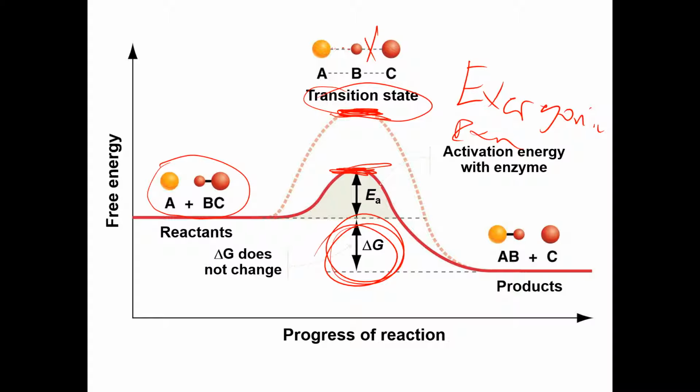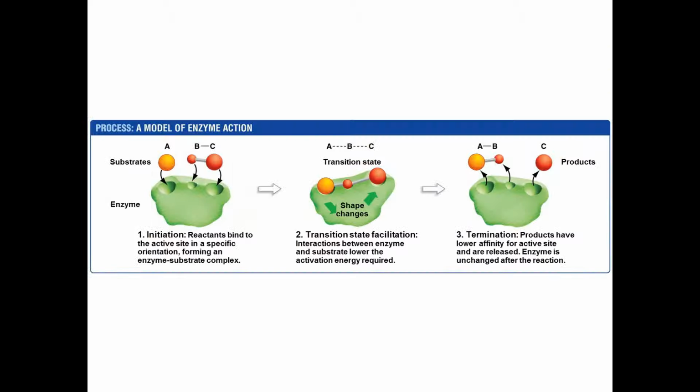In this case, the delta G value is negative. So you get a negative delta G, and it's an exergonic reaction. It's a spontaneous reaction. But even spontaneous reactions need help to actually occur. This kind of models what those past couple of figures are talking about.